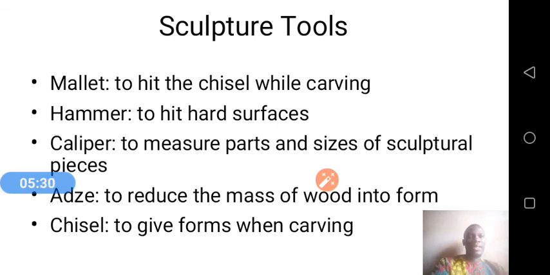Number three, caliper. The caliper is used to measure parts and sizes of a sculptural piece. Adze. It's used to reduce the mass of wood into form when carved. And finally, chisel. It is used to give forms when carving.